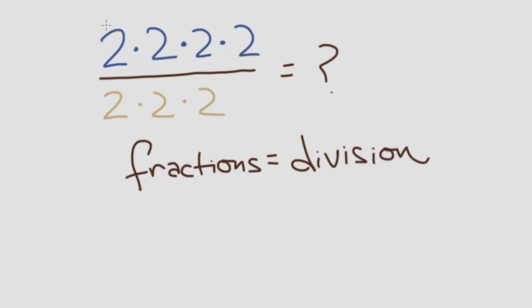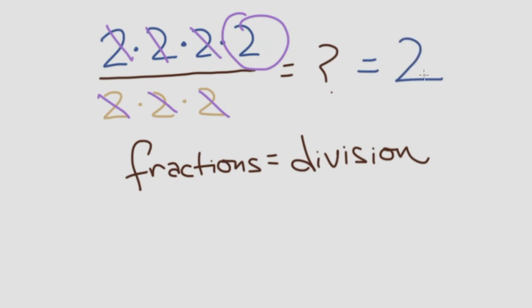So once we cancel out all the 2's that we can, we realize that we only have a 2 on the very top. That's it. So this whole thing, 2 times 2 times 2 times 2, all over 2 times 2 times 2, that whole thing is equal to just 2.